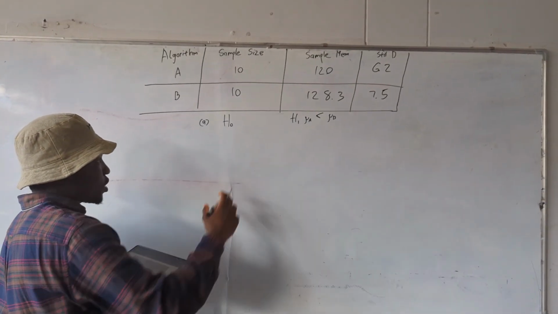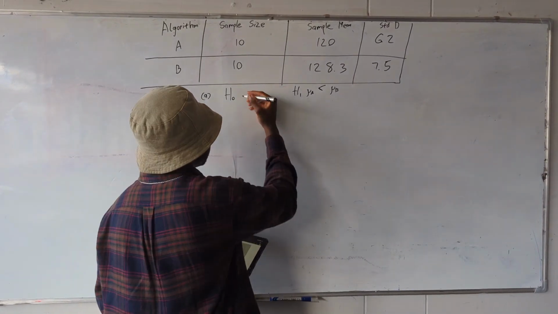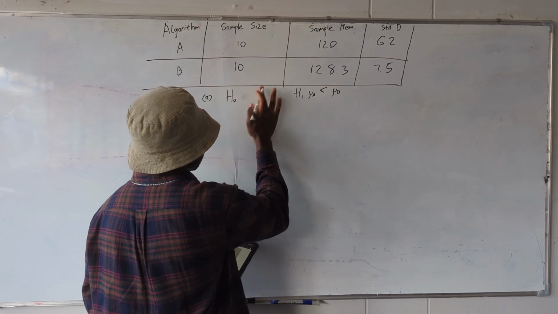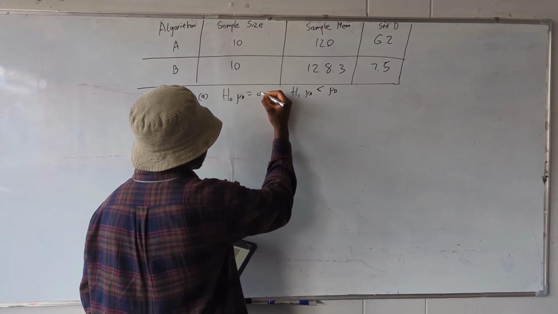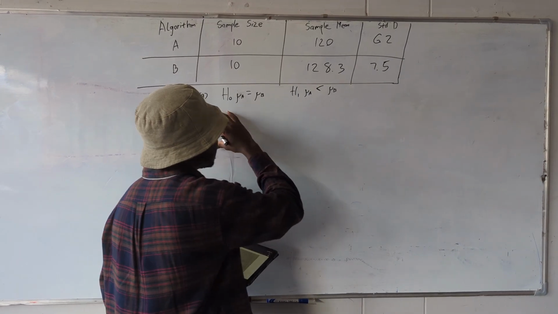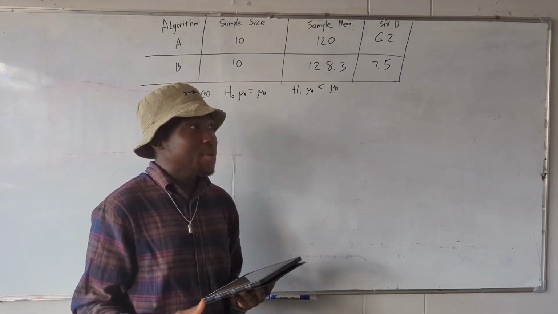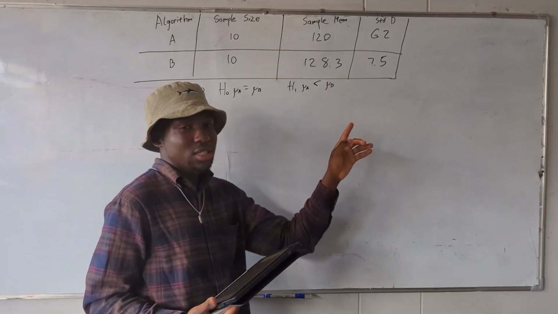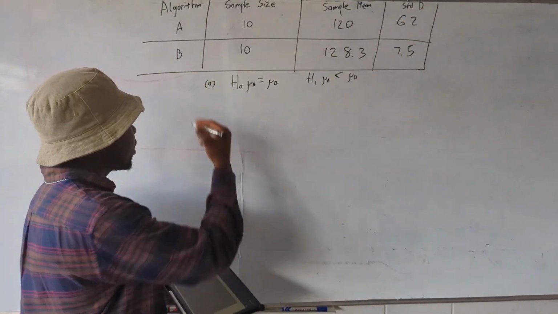But for our H naught, our null hypothesis, we will be saying mu for A is equal to mu for B. This is the null because we are saying there is no difference between the execution time of algorithm A and algorithm B, and we need to investigate whether it is true that the execution time of algorithm A is actually faster.